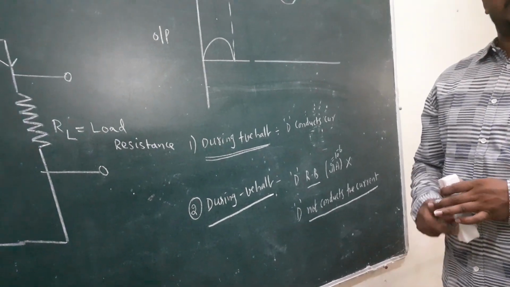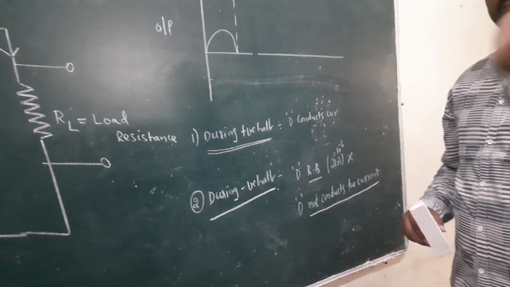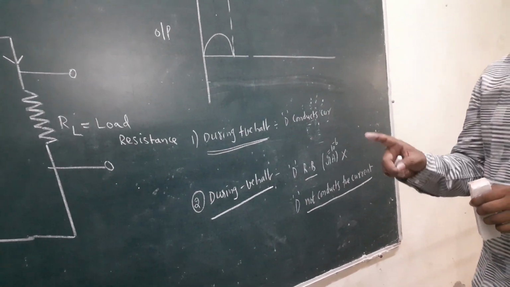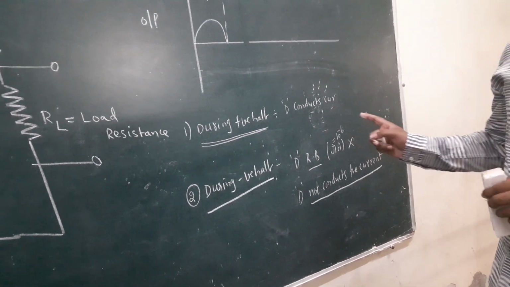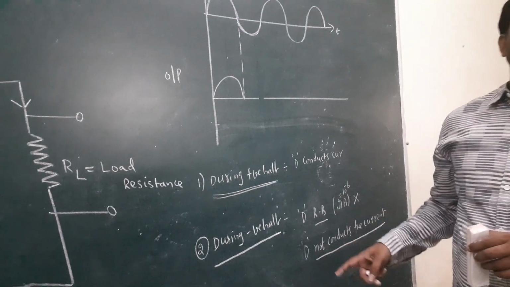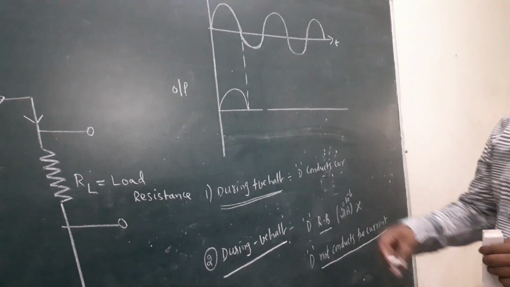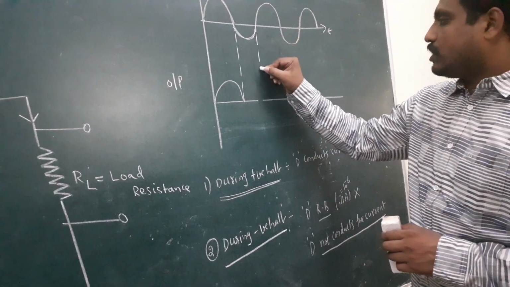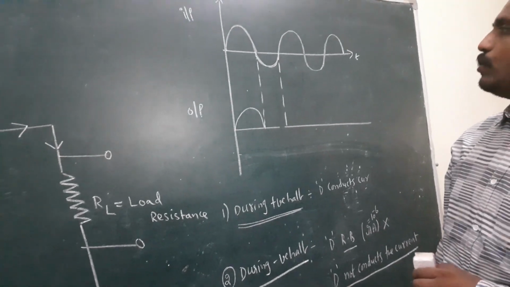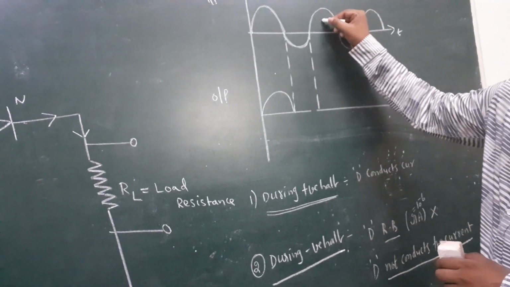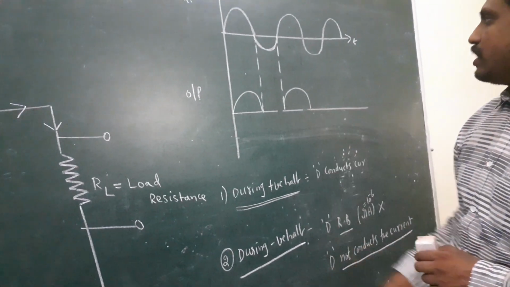Simply put, in forward bias the diode allows the current, or conducts the current. In reverse bias, the diode does not allow the current and does not conduct the current. So during the negative half cycle, the diode does not conduct the current. In the next positive half cycle, the diode acts as a forward bias, so it allows the current.